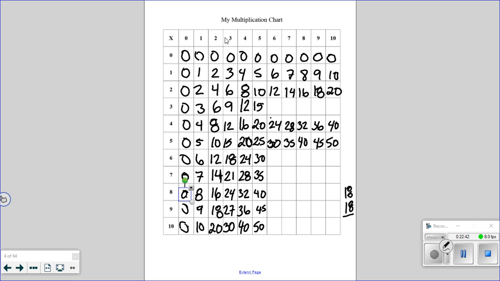Count by your tens. If we do our 3s going up and down, can I do my 3s going side to side? Yes, I can. 3 times 0 is 0. 3 times 1 is 3. 3 times 2 is 6. 3 times 3 is 9. 3 times 4 is 12. 3 times 5 is 15. 3 times 6.